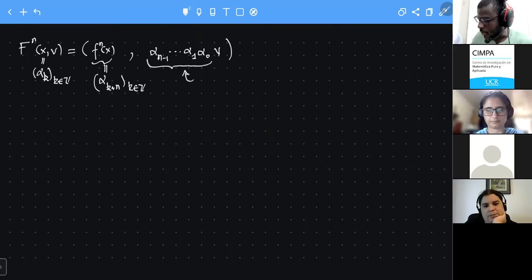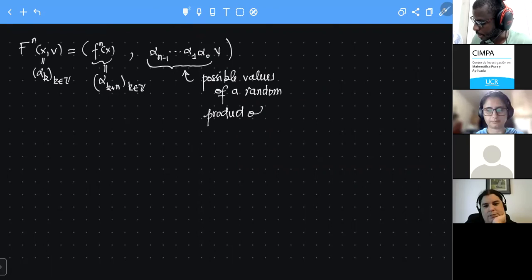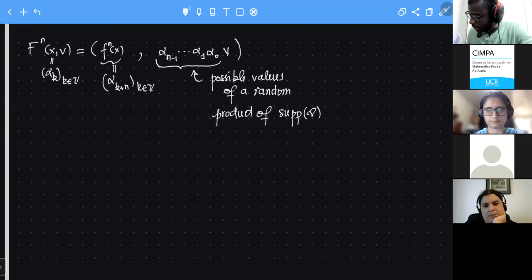This is called the random product. This is all the possible values of a random product of matrices, more precisely given by the support of this measure, the support of mu. So I think it is a little bit abstract putting it this way, so let me, to fix ideas, tell you what I'm really doing here.